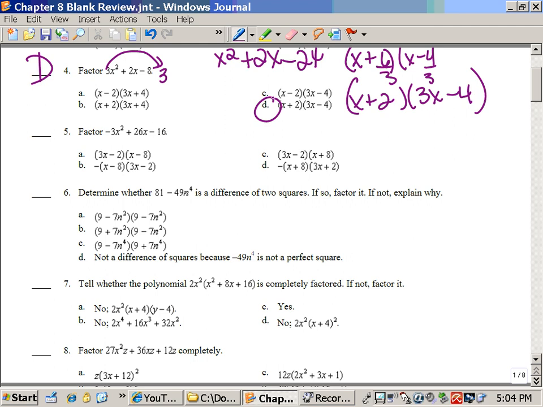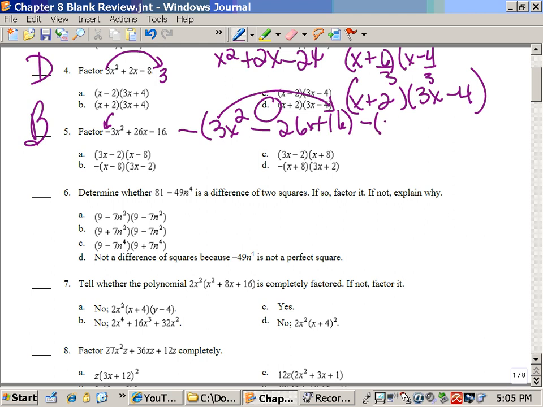Number 5, I think, gave you a little bit of trouble. The correct answer is B. And remember, when there's a negative in front, you must GCF that negative factor out. So I'm going to write down my negative. That gives me 3x squared minus 26x plus 16. I forgot the x. Now I need to move the 3 to the other side because I'm going to do slip and slide. That gives me negative x squared minus 26x plus 48.